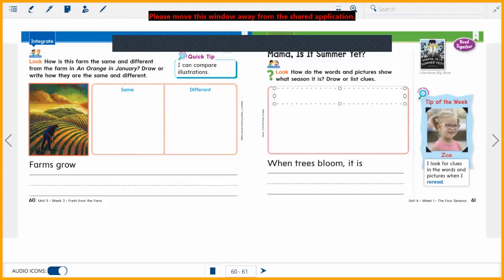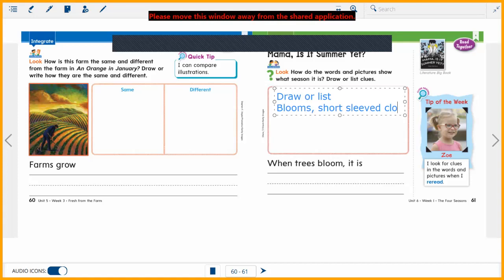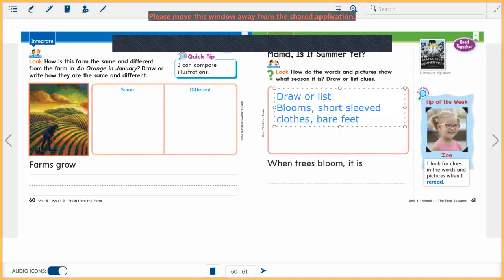So you can draw or list, and I'm going to write blooms. That was one thing we saw in the pictures. What else did we see? We saw short-sleeved clothes. What else? Were they wearing shoes on their feet? No, we saw bare feet. That means they had no shoes on.